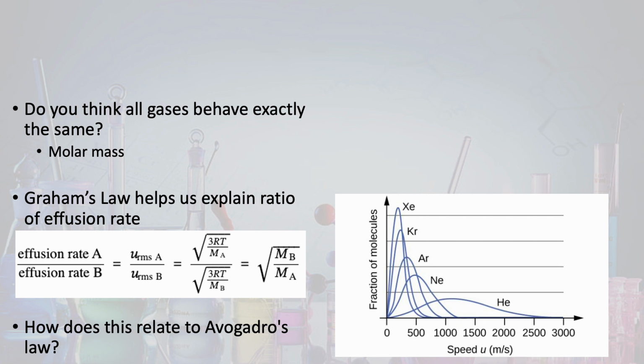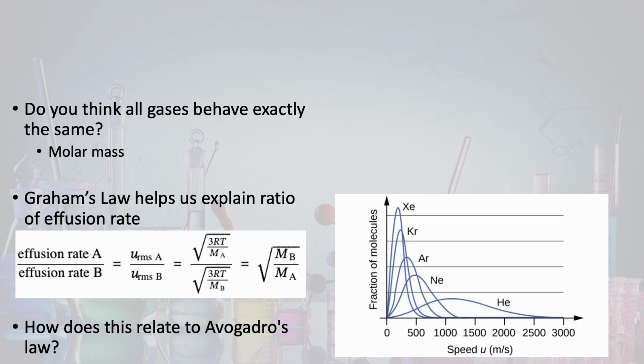Now you might be thinking, right, in the previous two examples, we discussed examples of speeds of gases for the same molecule, right, oxygen versus nitrogen. Maybe you're wondering what happens with different molecules of gas, right? So one of the factors that we've discussed before, again, that is different between all gases and stops them from behaving exactly the same is their molar mass, right? So we can actually use molar mass to calculate the effusion rate of different types of gas, right? So we have Graham's law helps us explain the ratio of effusion rates. So we have effusion rate A of gas A divided by effusion rate of B, gas B.